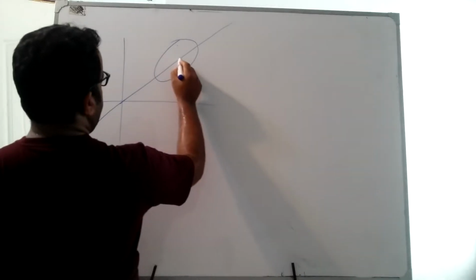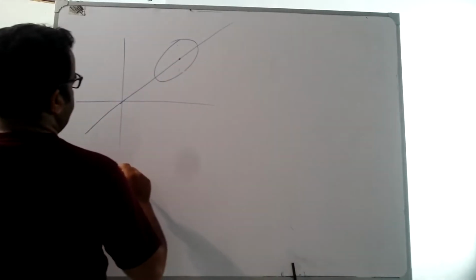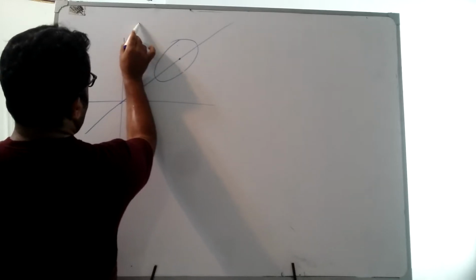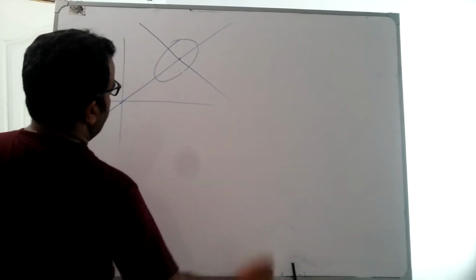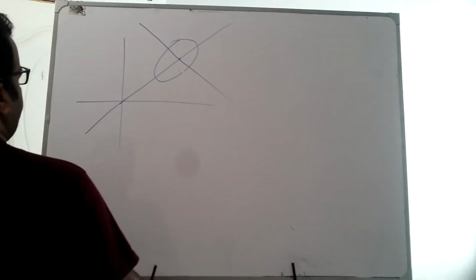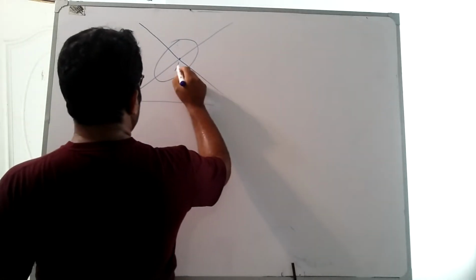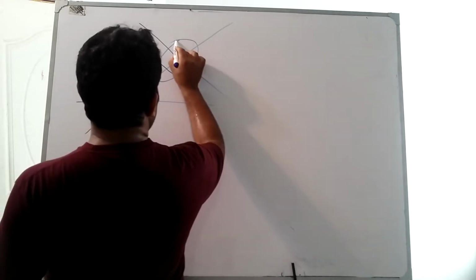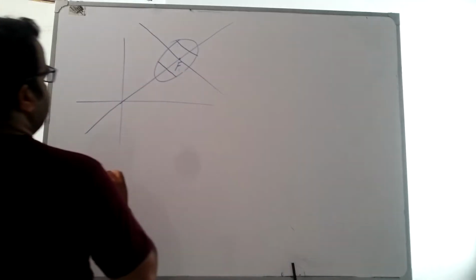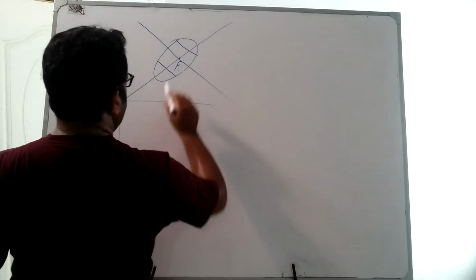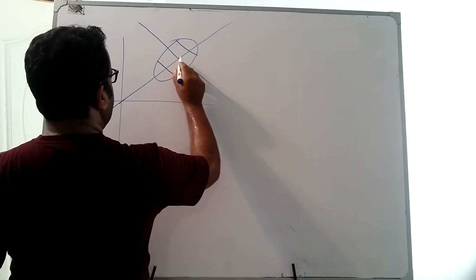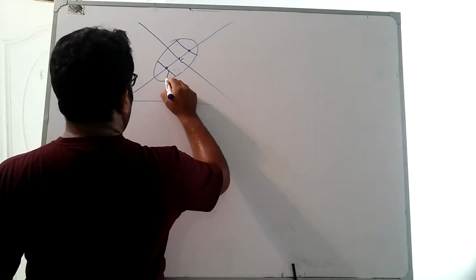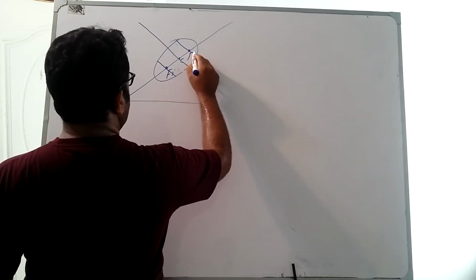It is the center, and it may be another axis of symmetry. Focus, perpendicular to the axis, latus rectum. This is the center, center, focus, F1 and F2.